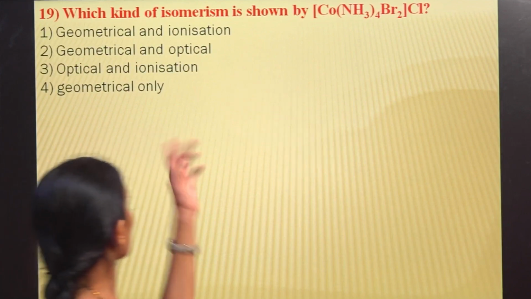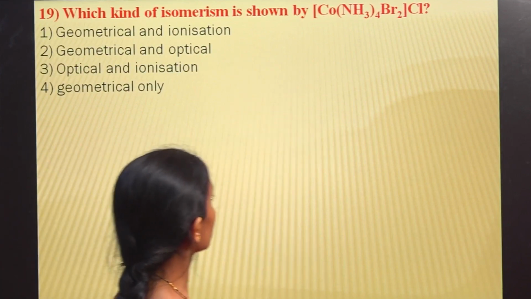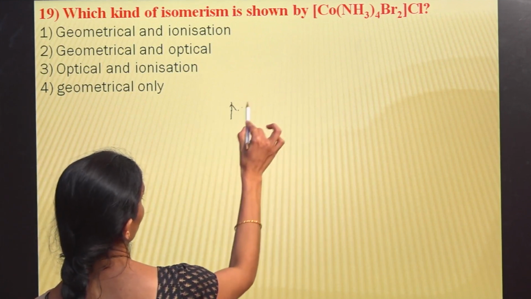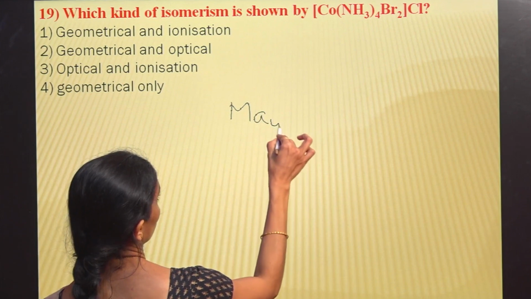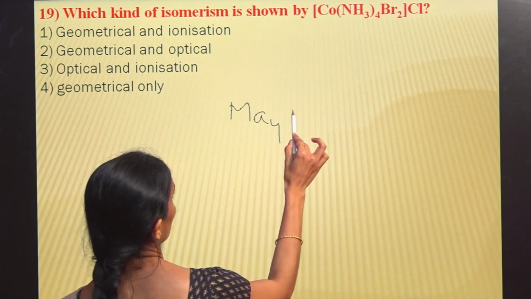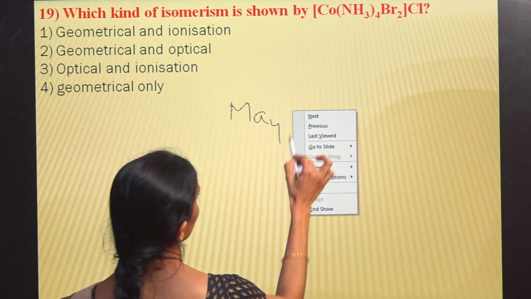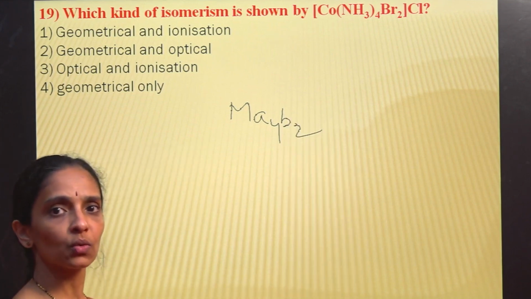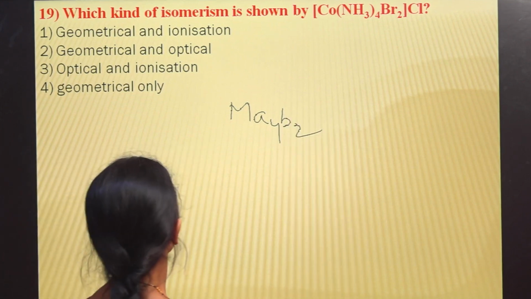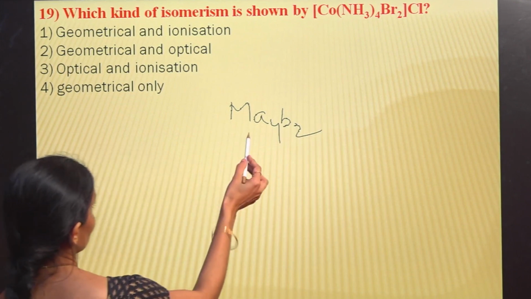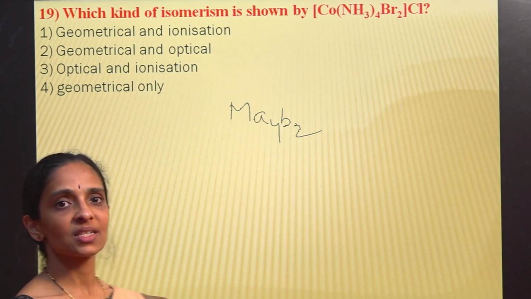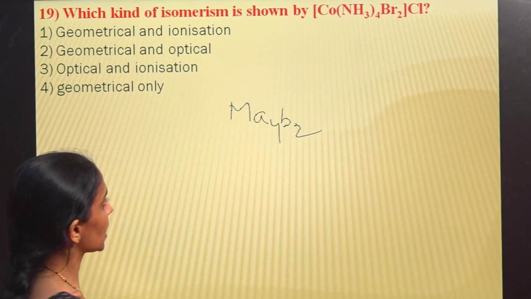Which kind of isomerism is shown by the complex that is given? It's a complex of the form metal, 4 ligands of one type and 2 ligands of the other type. Ma4B2 complex it is. Now, clearly this particular complex exhibits cis-trans isomerism, that is geometrical isomerism.